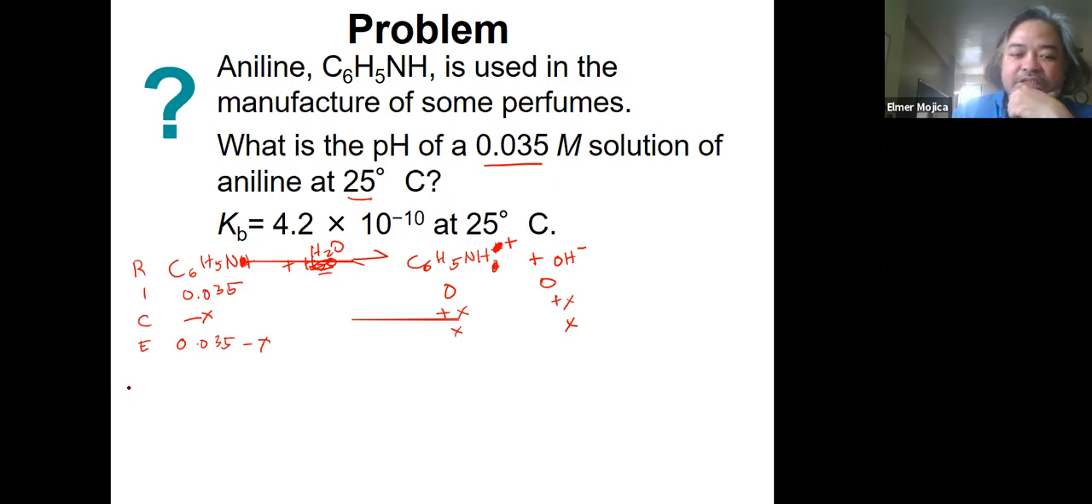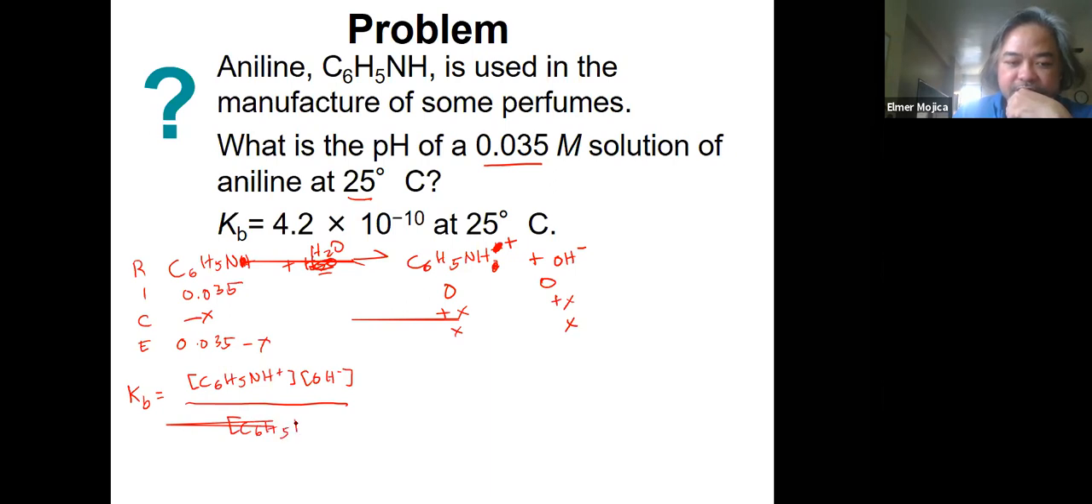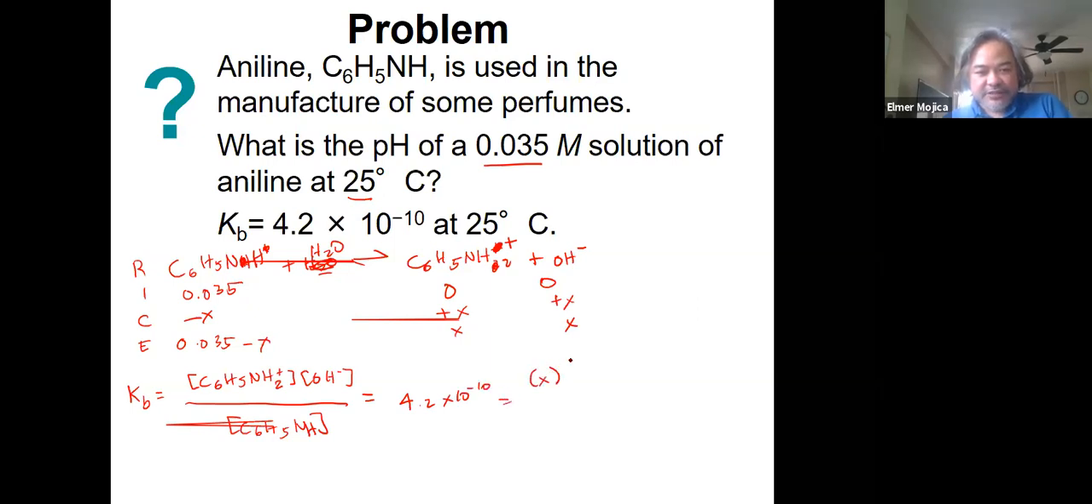So you're given the Kb here. You're going to write this as C6H5NH plus times OH minus divided by C6H5N. Oh, there's an NH there, so that means that's an H2 plus there. So this is equal to 4.2 times 10 to the negative 10 equals x times x over 0.035 minus x.